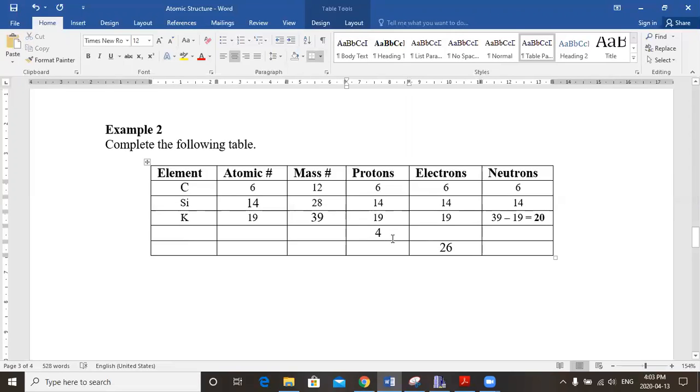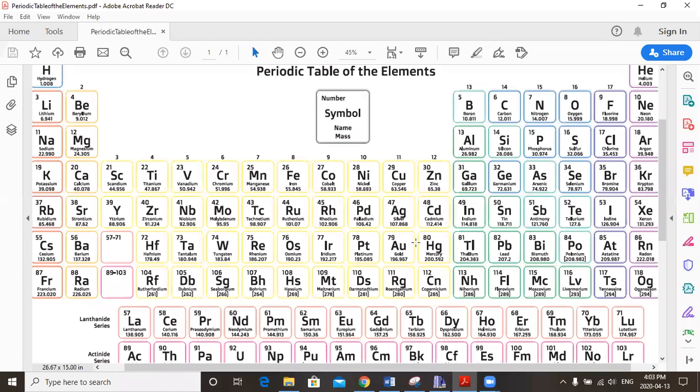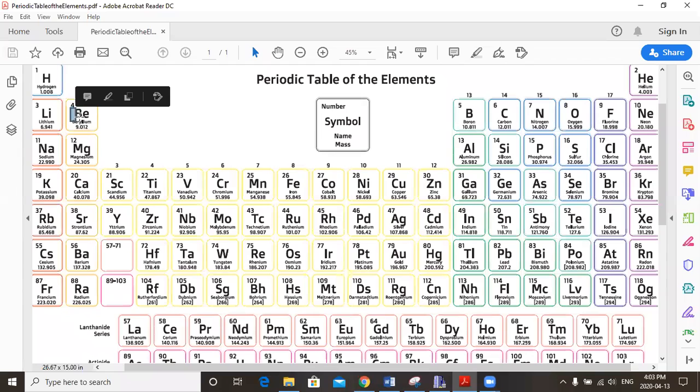Okay, so the element with 4 protons, we know it's going to have the same number of electrons, which is 4, and we know that that's the atomic number of 4. So we can go to the periodic table and find number 4, which is beryllium, capital BE.